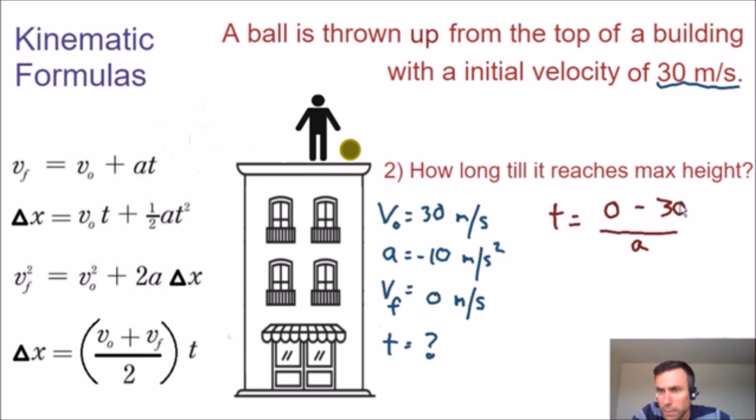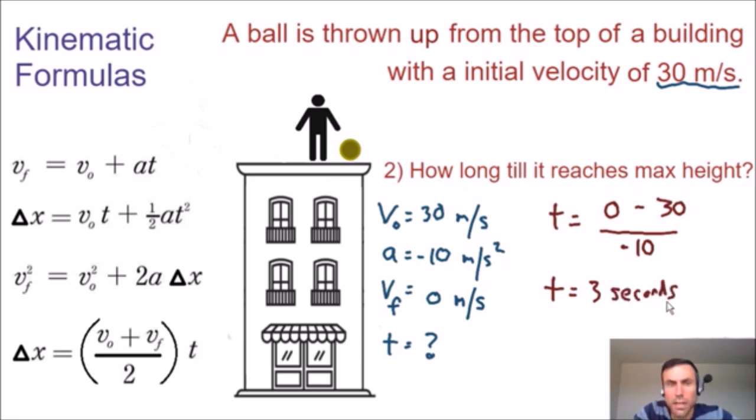And I'm going to do the same thing with our acceleration a. We know that our acceleration is equal to negative 10 meters per second squared. So I'm going to erase our a and replace it with a negative 10. All right, so we know that our time t is equal to 0 minus 30, which is negative 30, all over negative 10. Negative 30 over negative 10 is equal to positive 3. So the time is equal to positive 3, and our units are in seconds, so 3 seconds.